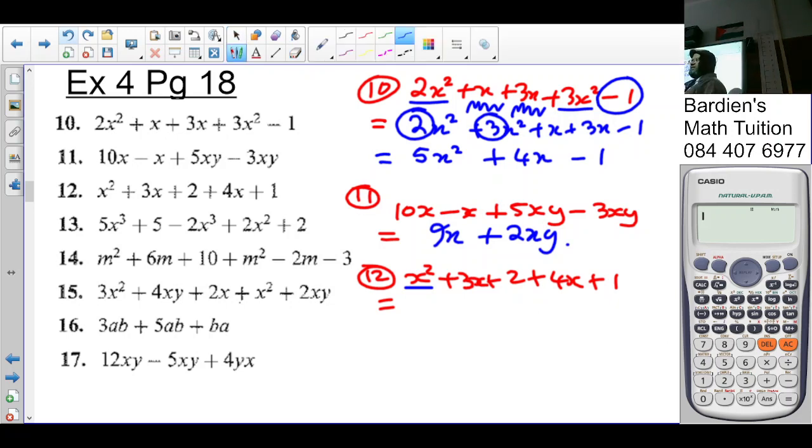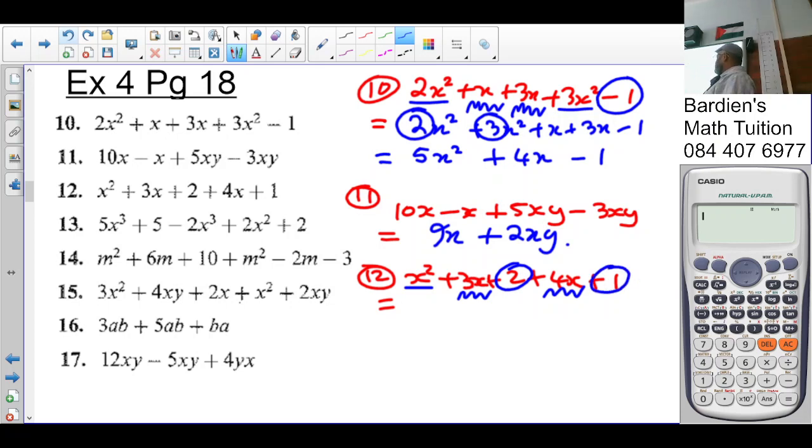So x squared is on its own. 3x is a like term to 4x. 2 is a like term to? Now what is it, Michael? It is just x squared, or 1x squared. Not just 1. 3x plus 4x absolutely is 7x. Plus 2 plus this. Who got that right?